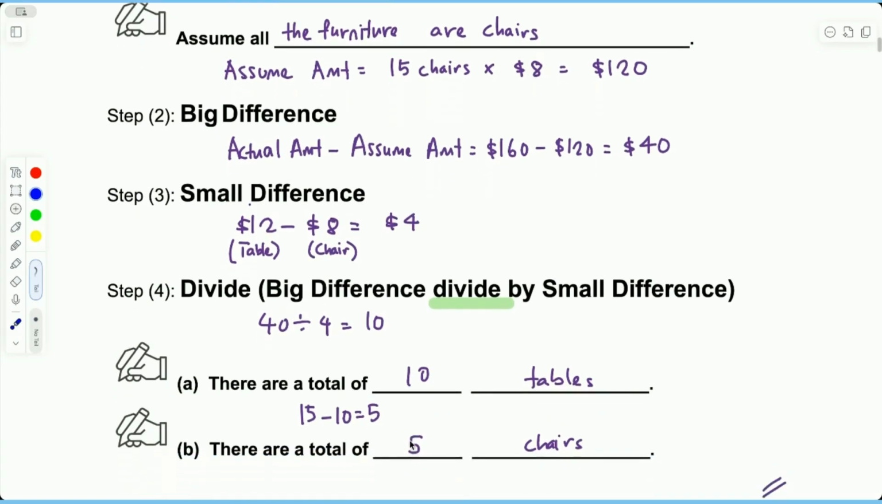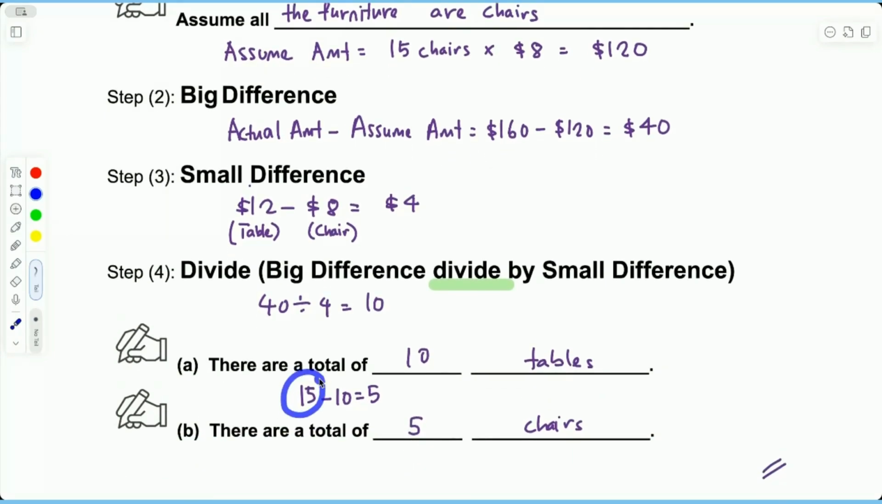To find the number of chairs, we will take the total number of furniture, which is 15, minus 10 tables, and that gives us 5 chairs.